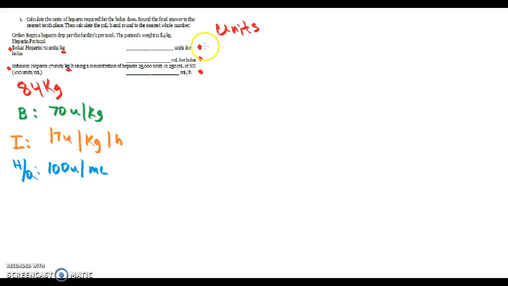So let's go back up here, and we want to solve for units for our bolus. Then we want to solve for milliliters for our bolus. And then we want to solve for milliliters per hour for our infusion. So let's start off by doing our first problem, which is to find our units for our bolus.